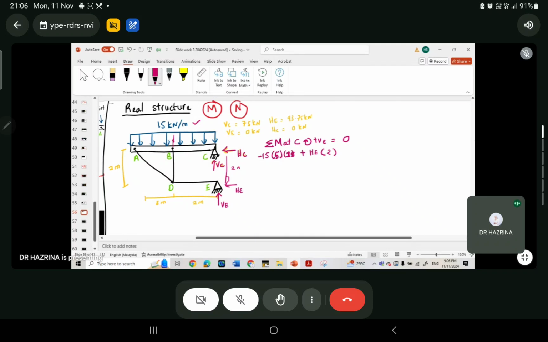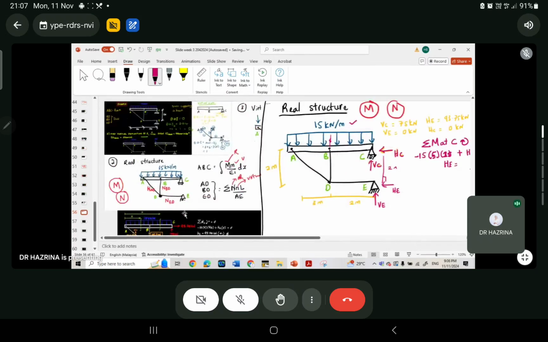And then HE, U darab 2. VE, dia selaras. So dia tak ada distance kat situ. VC pun tak ada distance. So dia jadi kosong lah. So you get this one and then you will get your HE. So HE, kalau you kira, you sepatutnya dapat berapa?